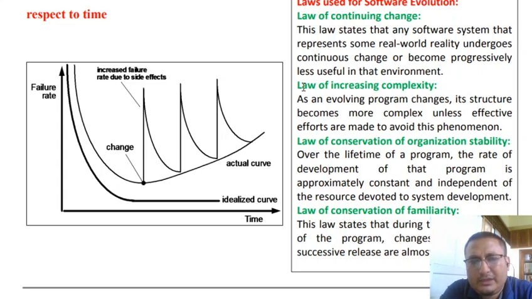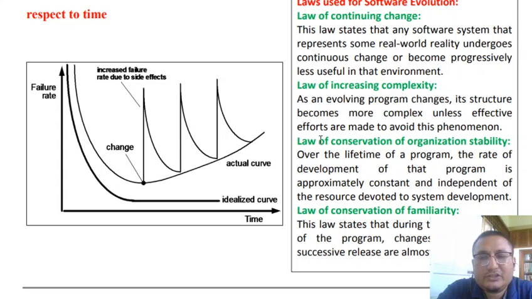The law of increasing complexity basically tries to address a situation where, when changes are being introduced, structural transformation of the software takes place. And if structural transformation of the software takes place, then the software system becomes much more complex and vulnerable to failure. As we have discussed while understanding the actual curve, when more and more structural transformation takes place, the structure of the software system tends to degrade and becomes much more vulnerable to failure.